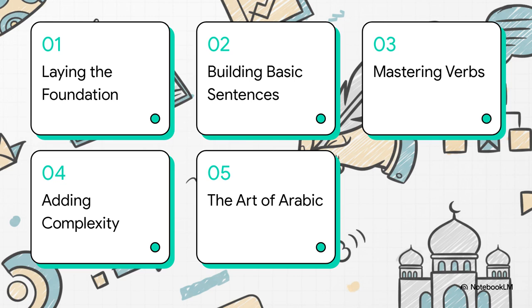Okay, so our whole construction project is broken down into 5 key stages. First, we're laying the foundation. Then, we'll get into building basic sentences. After that, we're mastering verbs and tenses, then adding complexity and nuance. And to finish it all off, we'll get into the art of Arabic.